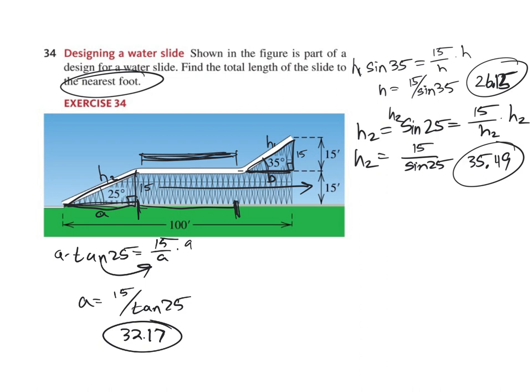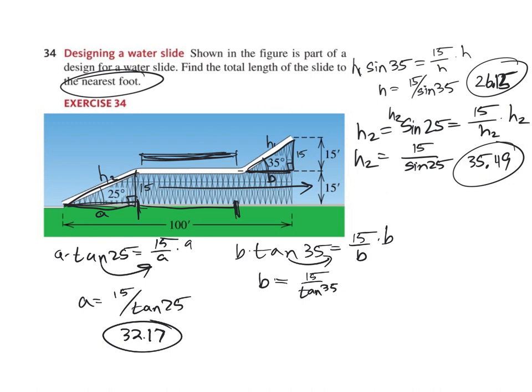And now we get B. So we're going to do the tangent of 35 equals 15 over B, multiply by B, and divide. So you get 15 divided by the tangent of 35 on your calculator.